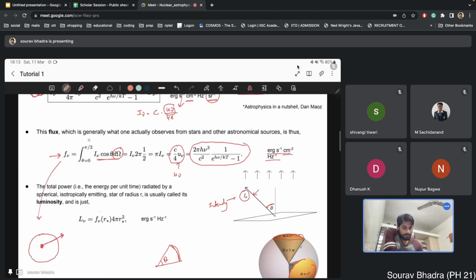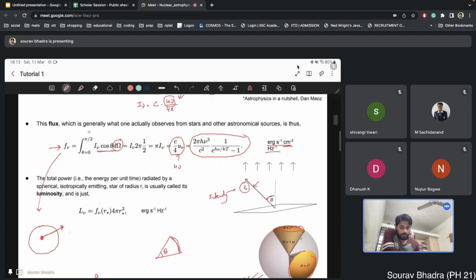That's why it is per unit surface. Now if you want to calculate the luminosity of the star, then we already have the flux per surface, and we have to multiply it by the total surface area to get the total flux coming through the star, that we measure.